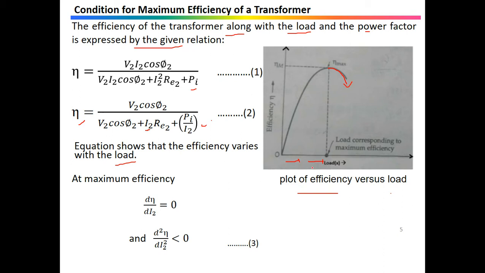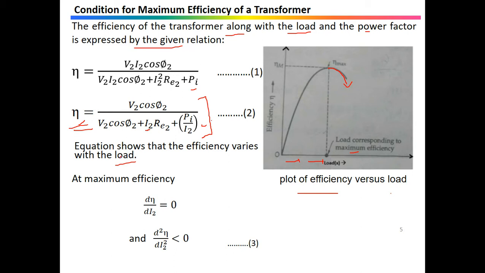So the meaning here is that as the load increases, initially the efficiency is low, and as the load increases it reaches its maximum value. This is the value of the load corresponding to maximum efficiency, and thereafter it drops down. So this is the variation of the efficiency with the load, and sometimes it is desired that we know under what condition, or at what value of the load, the transformer will operate at its maximum efficiency.